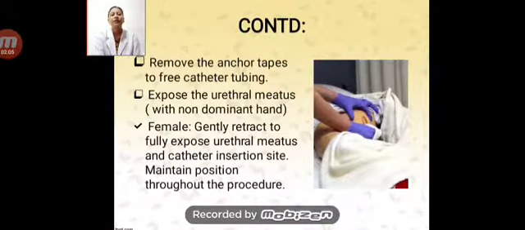Then we have to remove the anchor tape to free the catheter tubing. Then we have to expose the urethral meatus with the non-dominant hand. Like it is given in the photo, we have to gently retract to fully expose the urethral meatus and the catheter insertion site. We have to maintain this position throughout the procedure.